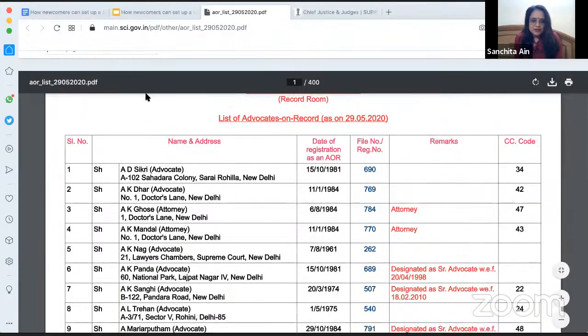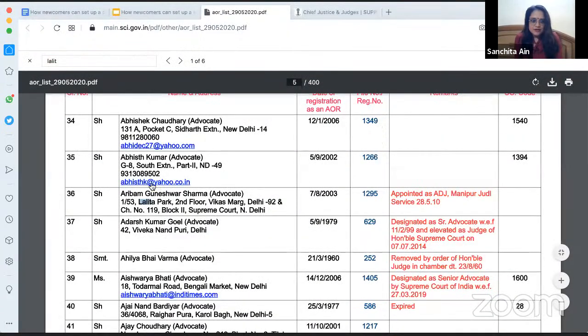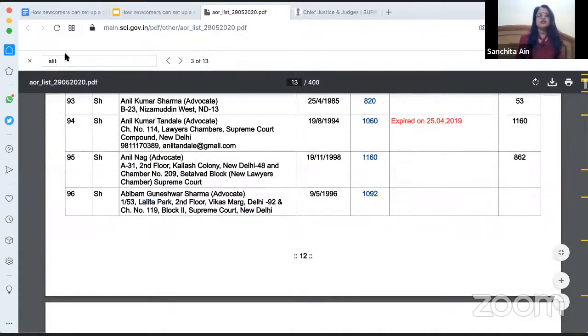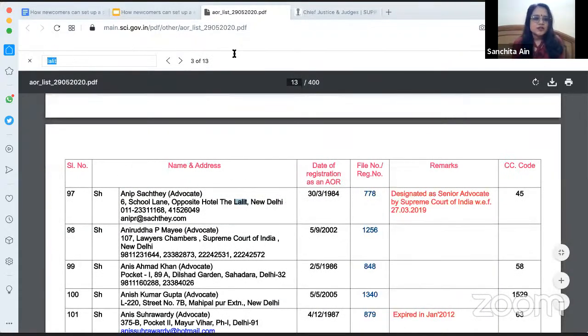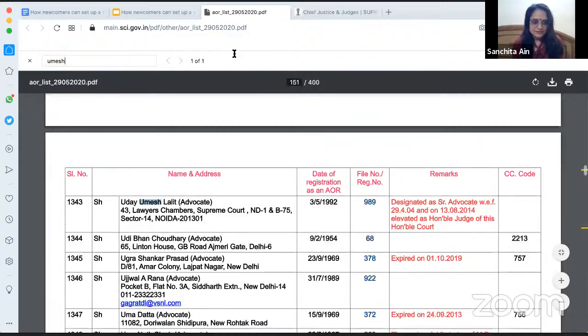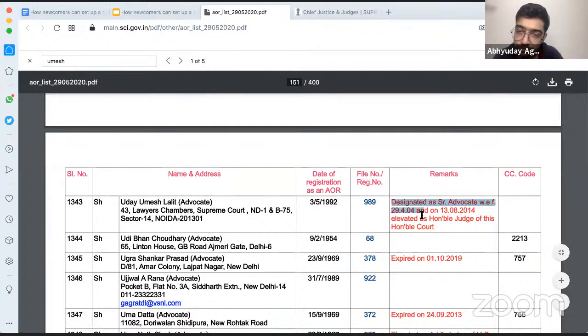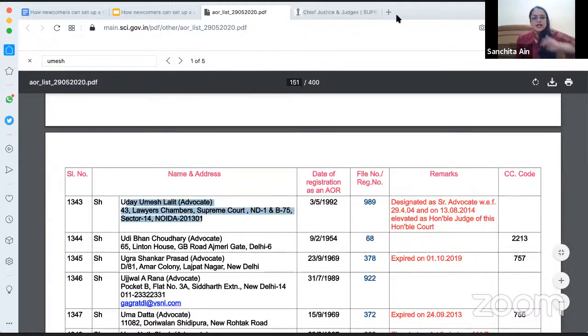Umesh Lalit. Yeah, 92 he became an AOR, right? And he was designated as a senior advocate in 2004, 12 years after that. Yeah, and he continued to be an arguing counsel along with being an AOR. That's it. I think I have fairly made that point.